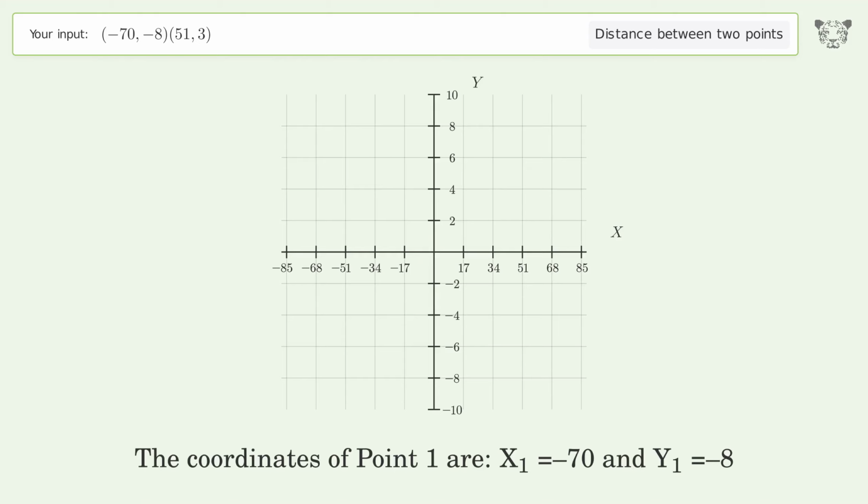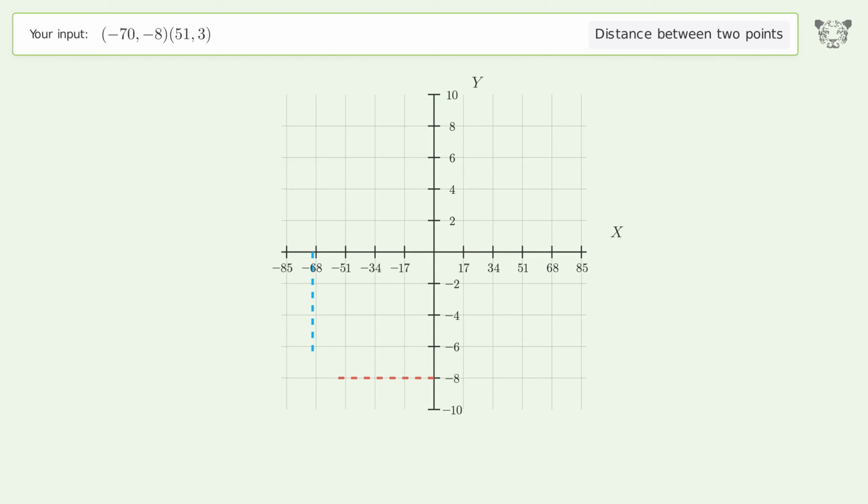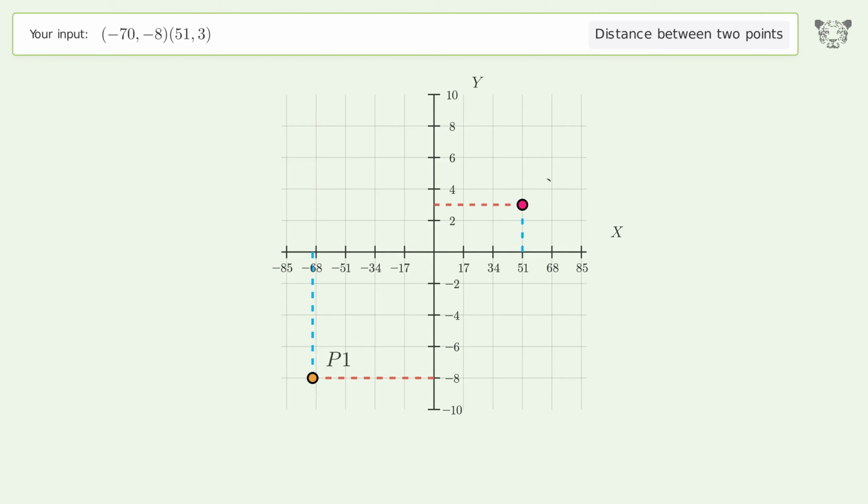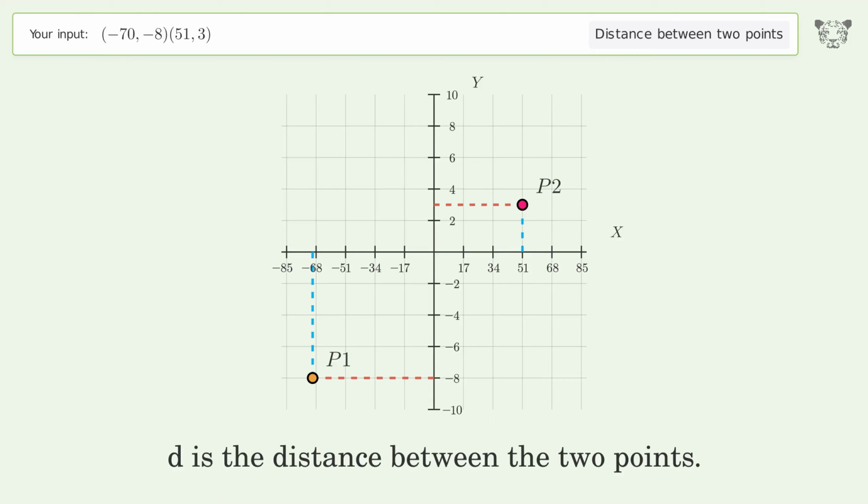The coordinates of point 1 are, x1 equals -70 and y1 equals -8. The coordinates of point 2 are, x2 equals 51 and y2 equals 3. D is the distance between the 2 points.